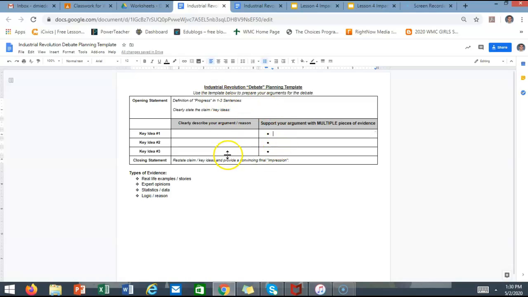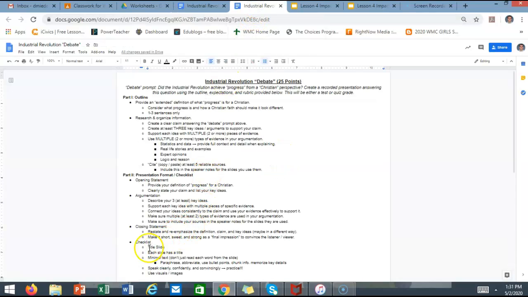So this is just a template. This is not what you're using to record. This is just to help you make your presentation. Don't forget to follow this checklist for how you make it down here.